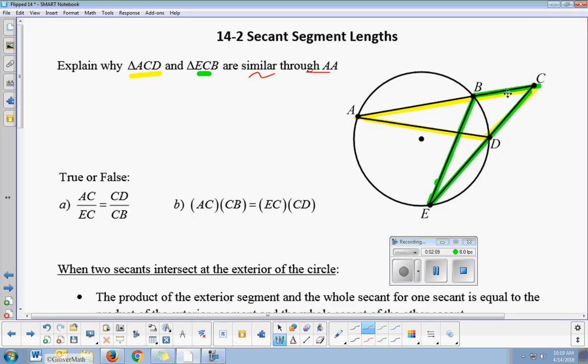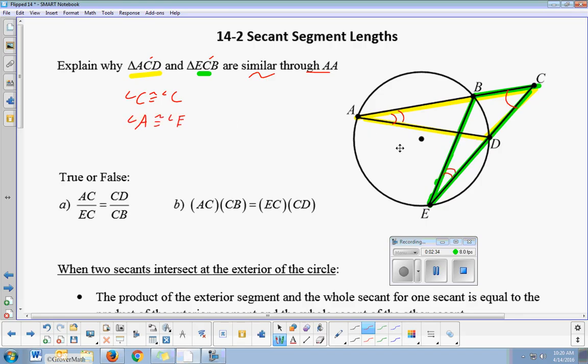And the first thing we see here is we have angle C in both triangles, a reflexive angle in both triangles. And then the other angle that's maybe not as obvious is that angle A and angle E are congruent. So let me write this down. Angle C is congruent to angle C, and angle A is congruent to angle E.